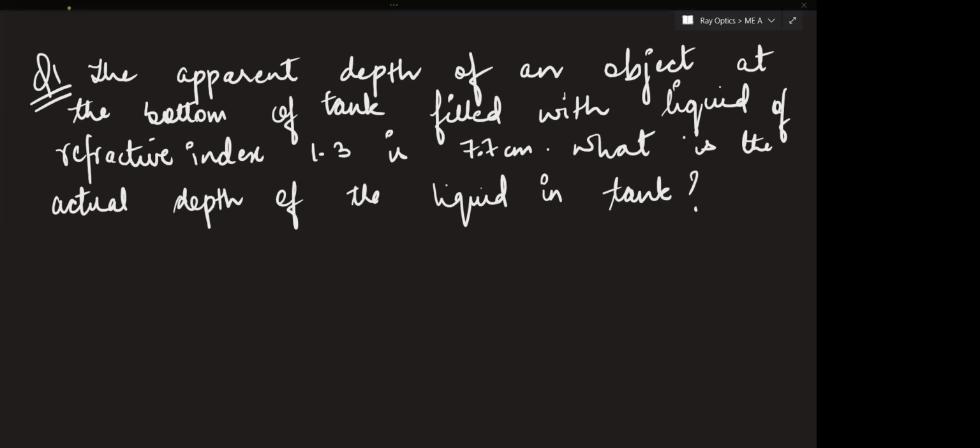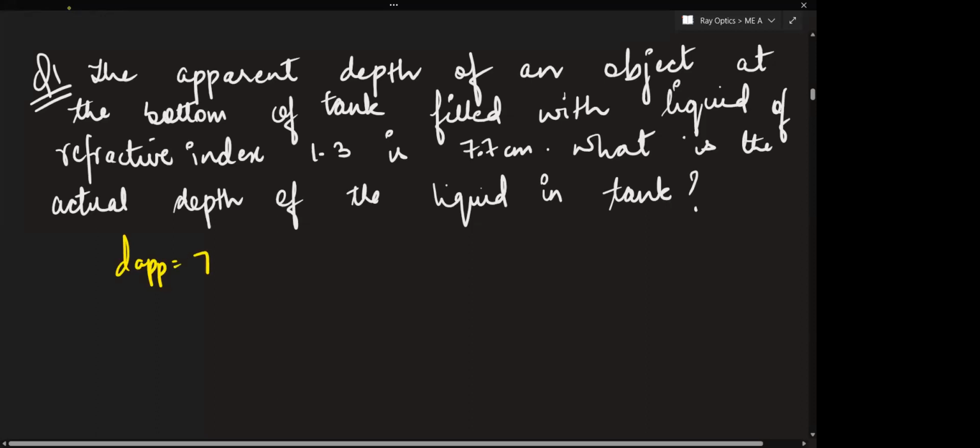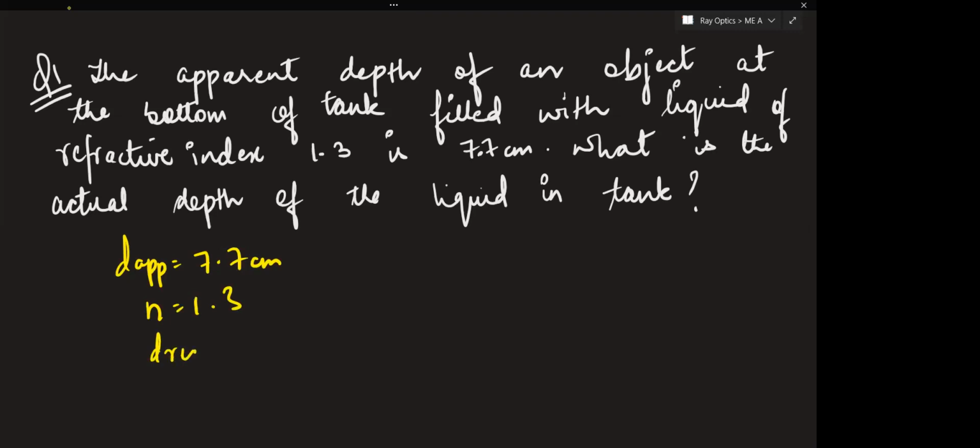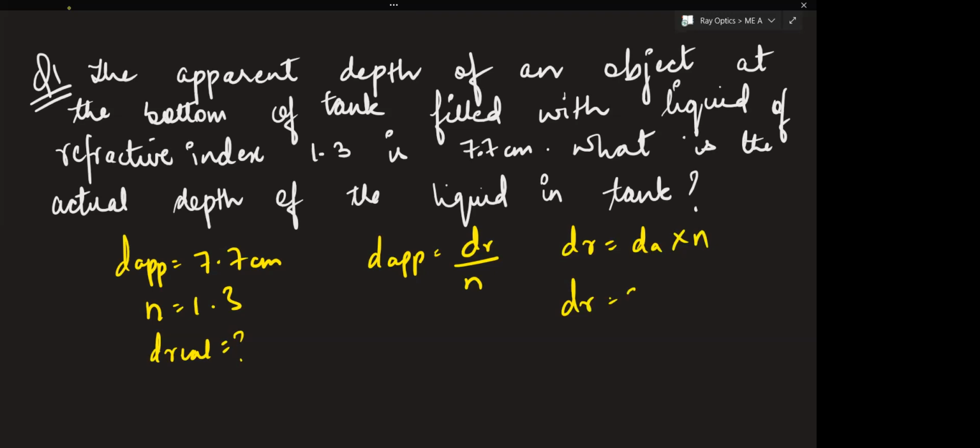See, the apparent depth of an object at the bottom of a tank filled with liquid of refractive index 1.3 is 7.7 centimeters. Means the apparent depth is 7.7 centimeters, the refractive index is 1.3. What is the actual depth, that is, the real depth? Apparent depth is equal to real depth divided by the refractive index. So real depth will be equal to apparent depth multiplied by refractive index. Apparent depth is 7.7, refractive index is 1.3. So this will be around 10.01 centimeters. Someone just cross check whether this multiplication is 10.01. Copy it down.